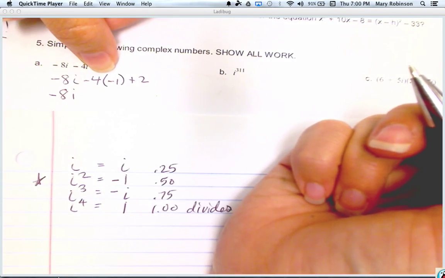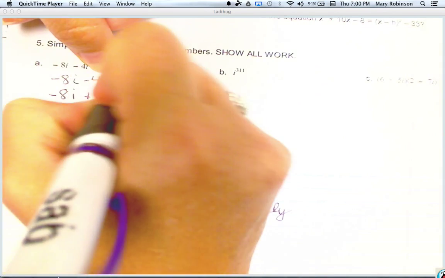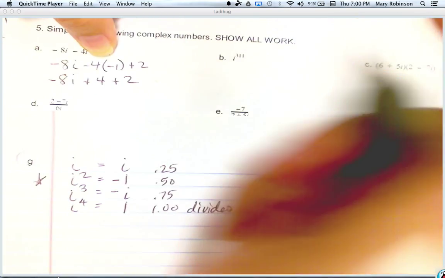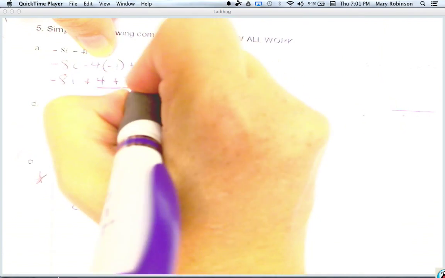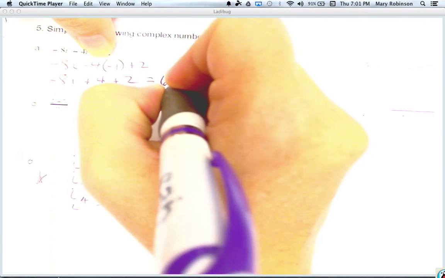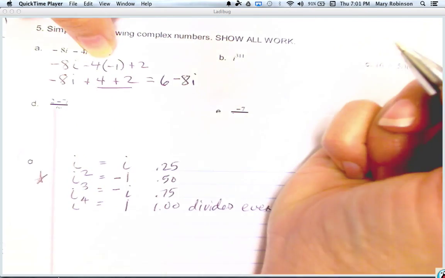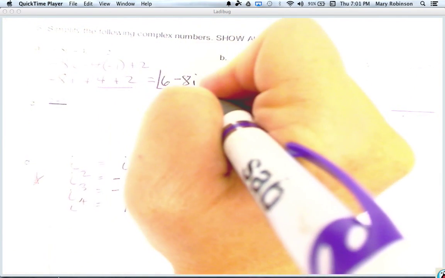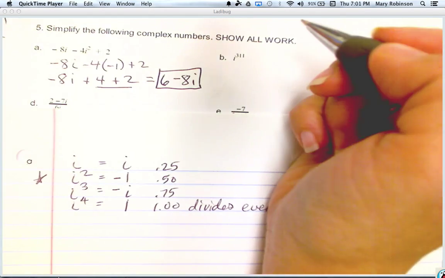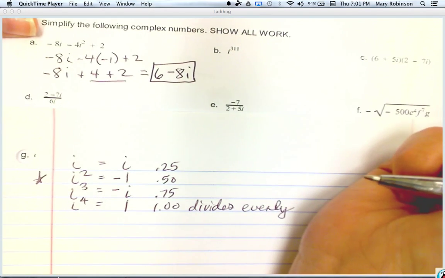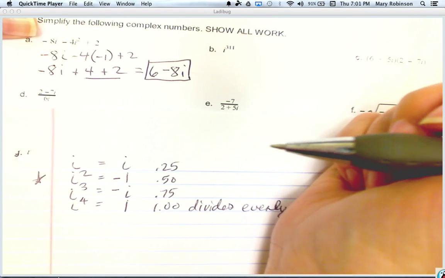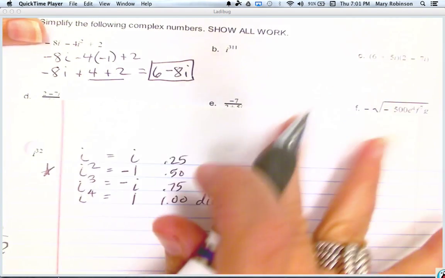Negative 4 times negative 1 is positive 4. And then you'll actually see that you've got two like terms. Please remember that you should always write the real number part first, then the imaginary. So your answer would be 6 minus 8i. You may not have a lot of room to write all your work out on your paper, so feel free to do your work on a separate sheet tomorrow.